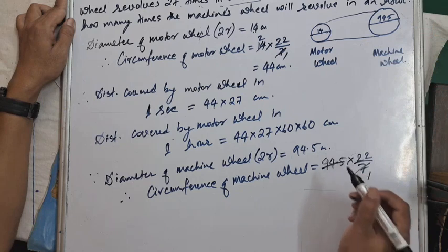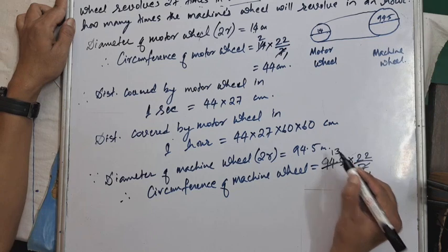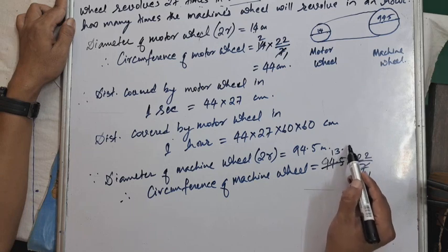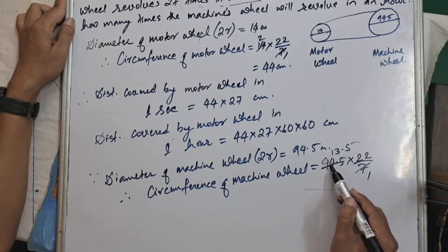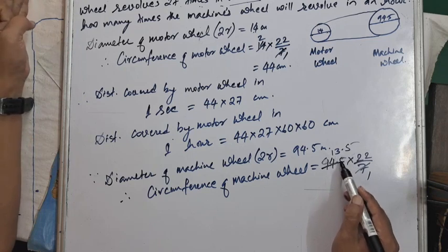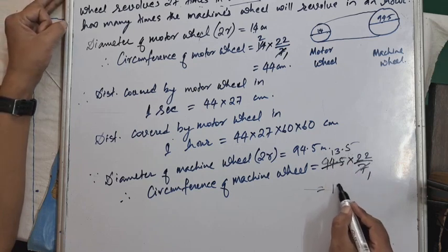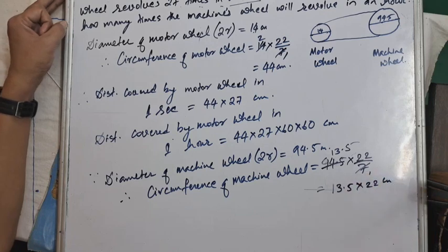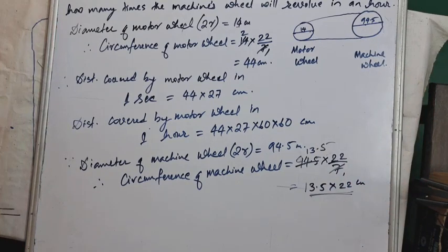7 1s are 7, 8 9 2, so this becomes 24, 7 3s are 21, 22, 23, 24, 3 in hand, 7 5s are 35. So we have a decimal point, we put a decimal point here. 13.5 into 22 centimeter. So this is the distance covered by this machine wheel in one revolution.